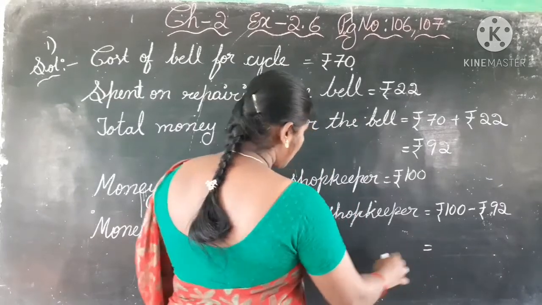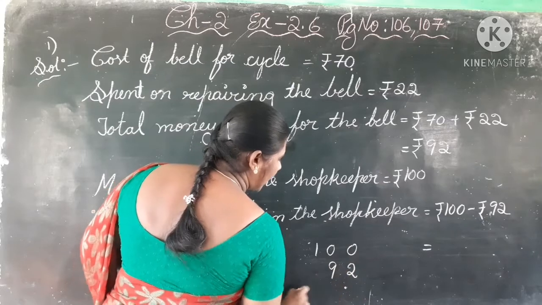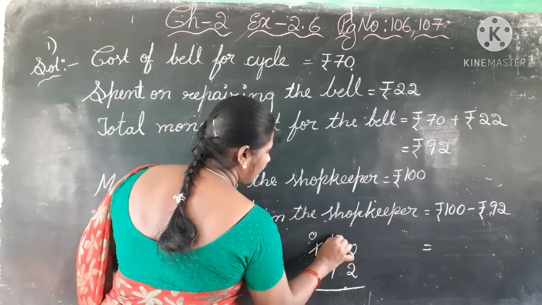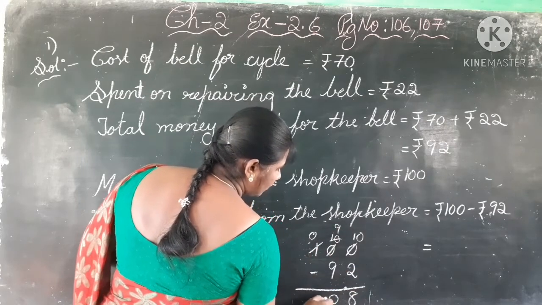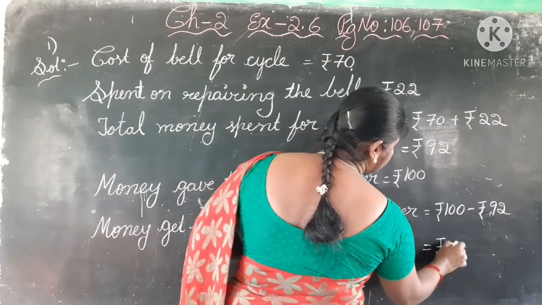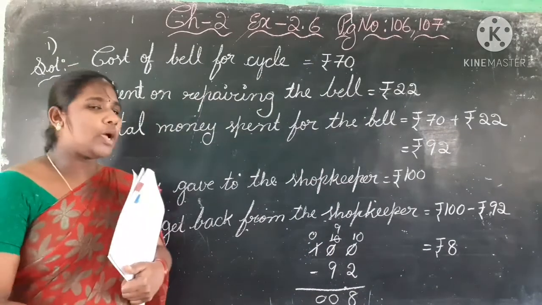So how do we do the subtraction? 100 minus 92. Do the subtraction. Here borrow, here 0, here 10, here 9, again here 10. 8, 0, 0. So how many rupees does he get back from the shopkeeper? Rupees 8. 8 rupees he gets back from the shopkeeper.